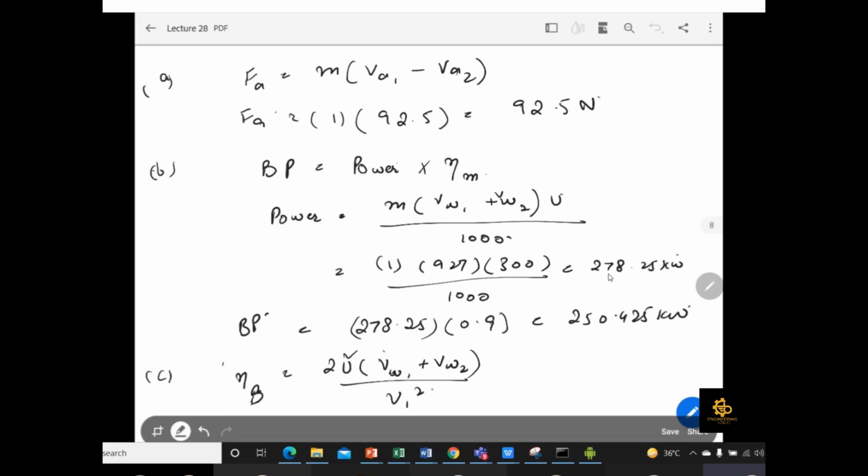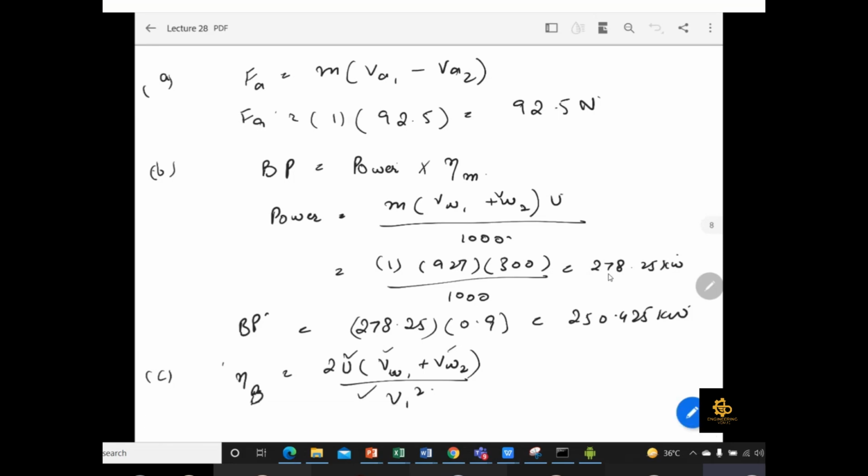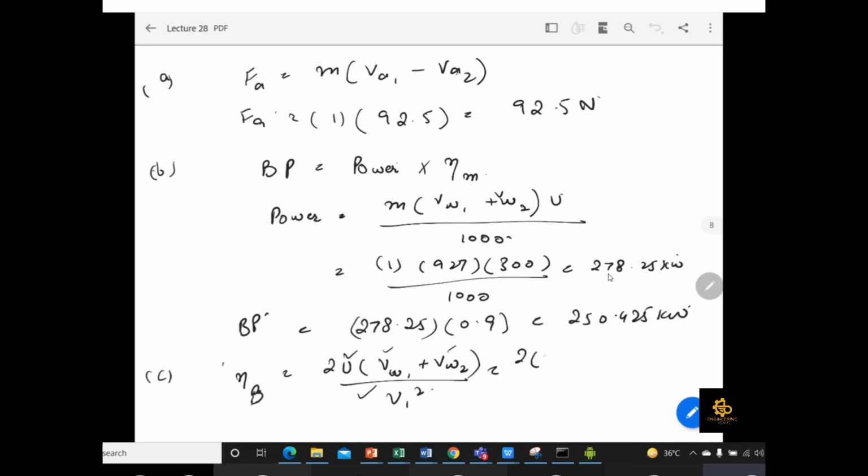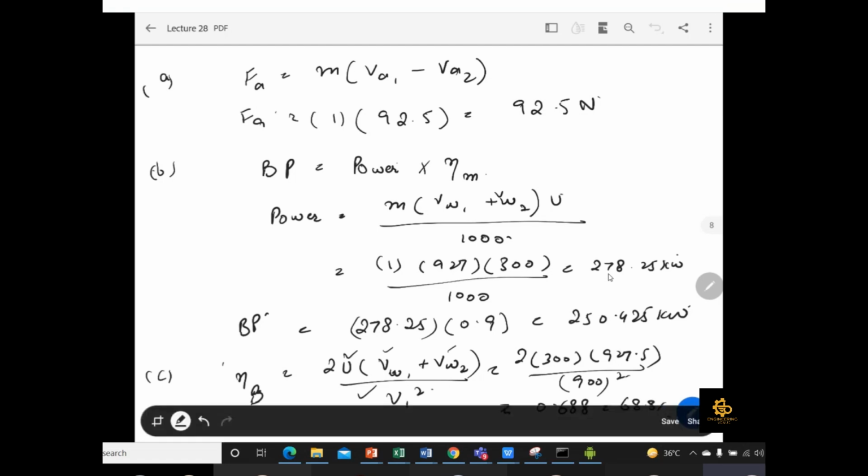U is known to us. This parameter Vw1 plus Vw2 is known to us. V1 squared is known to us. So simply you can plug in all the values and you will get the blade efficiency, which is 2 into 300 into 927.5 divided by 900 squared, and it will be equal to 0.688, so 68.8% blade efficiency. So this is the simple procedure for finding the blade efficiency. You can note it down, then move to part D.